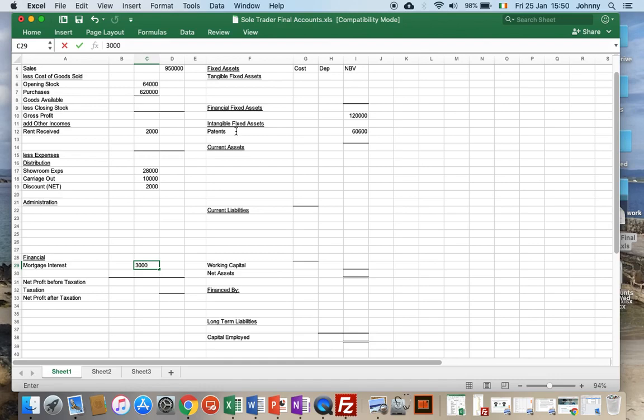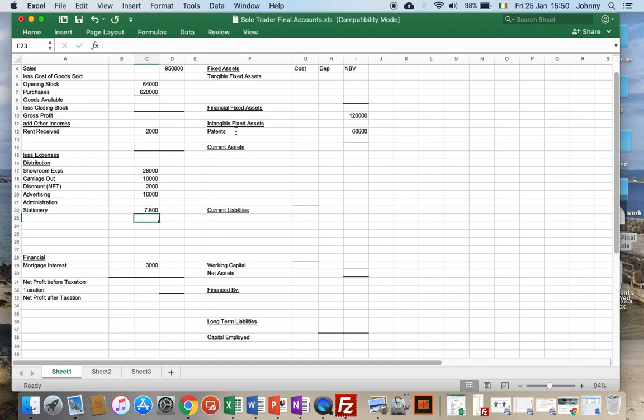Advertising, 16 grand, so that's to do with selling goods, so distribution expense. Stationery, that's an admin expense. So stationery is just paper and pens, etc.